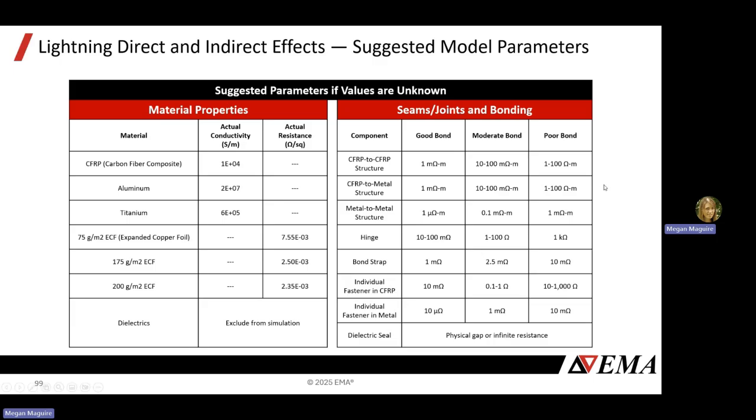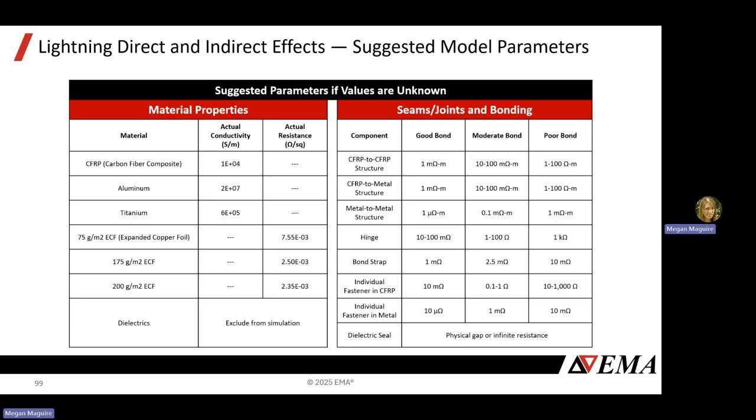Seams and joints and bonding can be kind of complicated. You're looking at different materials, so you have CFRP to CFRP, CFRP to metal, metal to metal. And then you don't know, is it going to be a good bond, a moderate bond, a poor bond? Is it being planned, like is the plan to use it as grounding? That'll determine it. And even then, let's say you have a CFRP to metal structural bond, you know it's not going to be great. What's not great? It could be anywhere from 1 ohm meter to maybe 100 ohm meters.